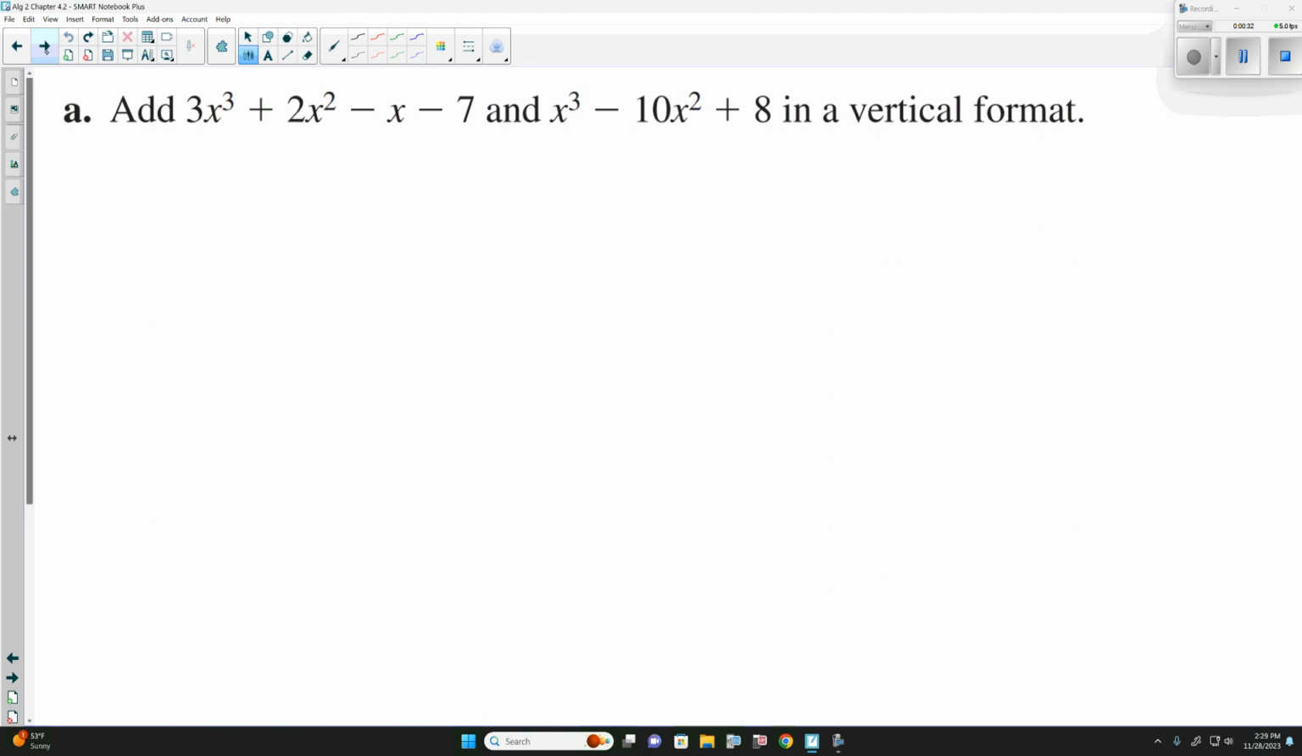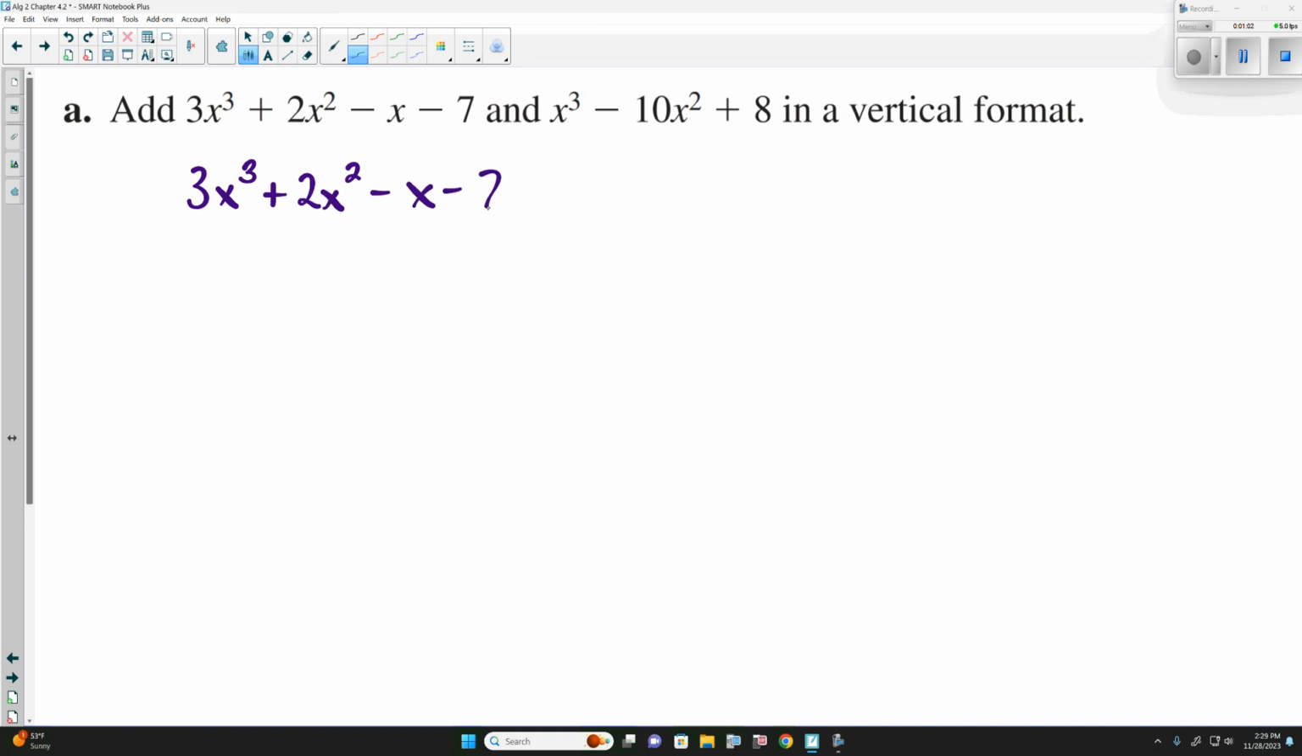So the first one we're going to look at is addition. Adding and subtracting polynomial terms. There's two ways that we can add or subtract polynomial expressions. We can add them vertically or horizontally. We're going to look at vertically first. If we add two polynomial functions vertically, the first thing is that we list out our first polynomial expression.